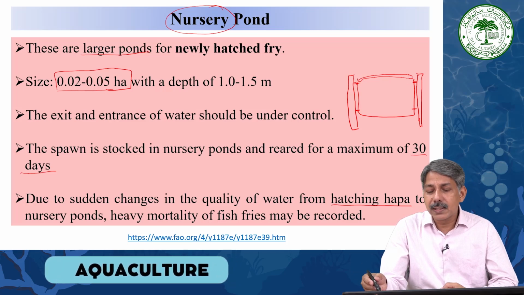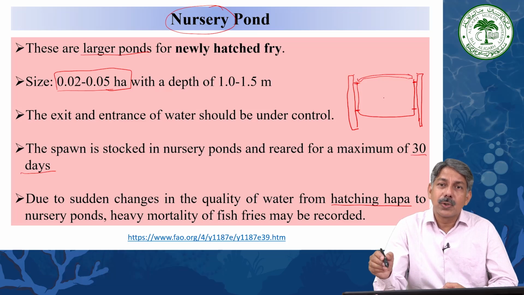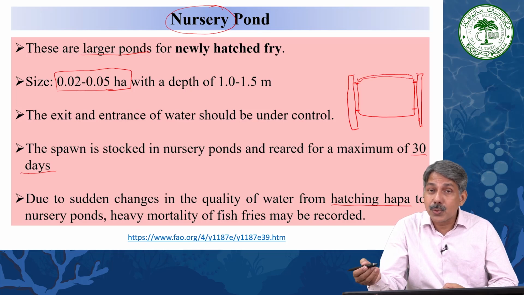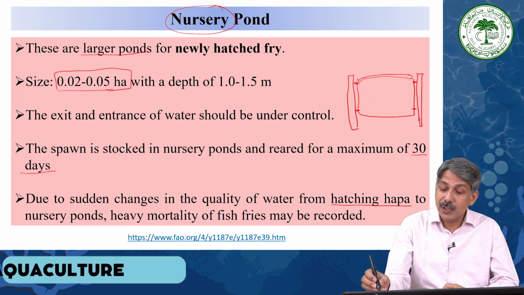So you can open it, introduce your broodstock, and give them injection. They will breed in the hapa, then you collect the eggs. The fertilized eggs, when they are collected after water hardening, are shifted to hatching hapa. Hatching hapa, in addition to having this, I can show the same one to you.